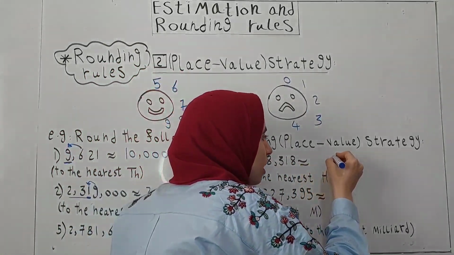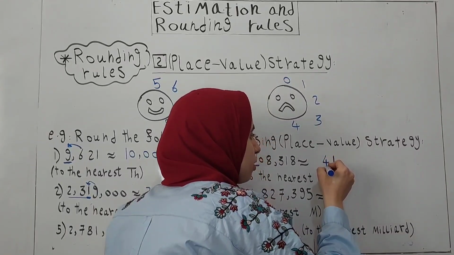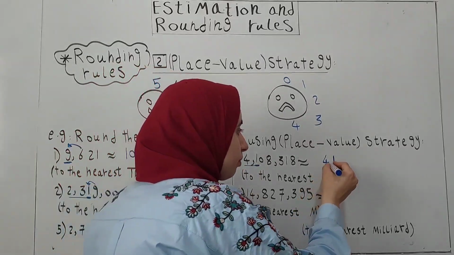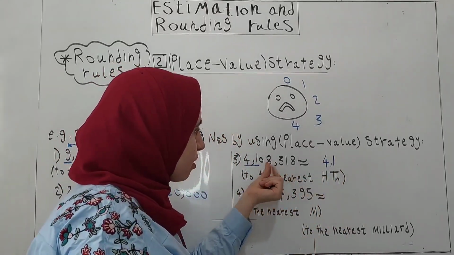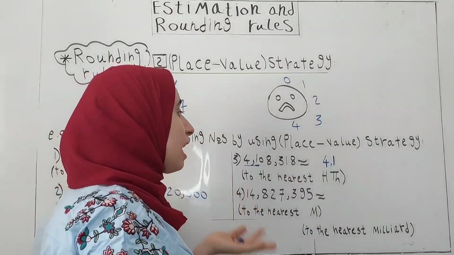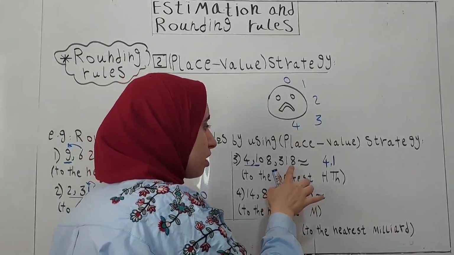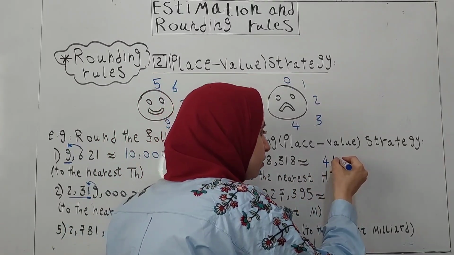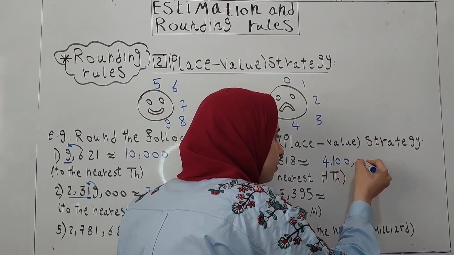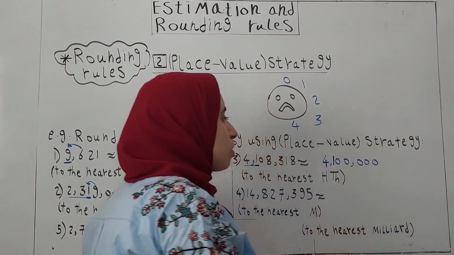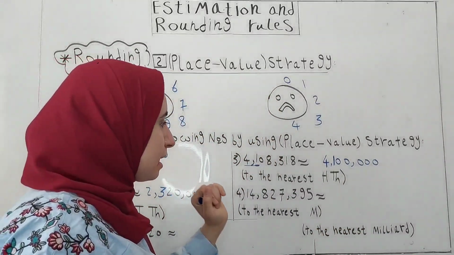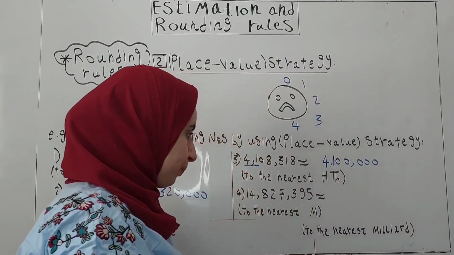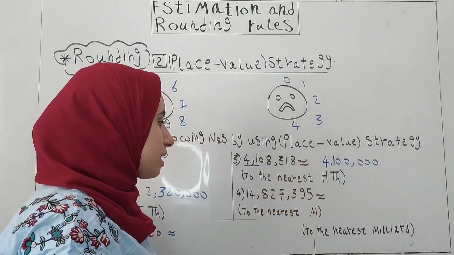So, we write the digit 1 as it is and all digits in the next higher place. Now, we replace the digits in the last place with how many zeros? Let's count with me. 1, 2, 3, 4, and 5. So this number approximately equals 4,100,000 to the nearest 100,000.